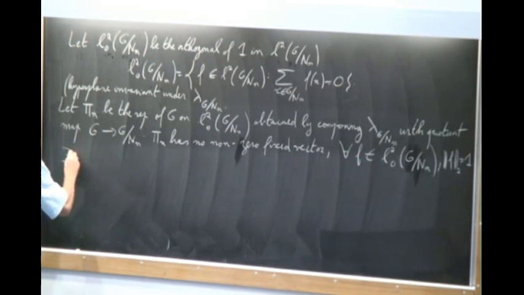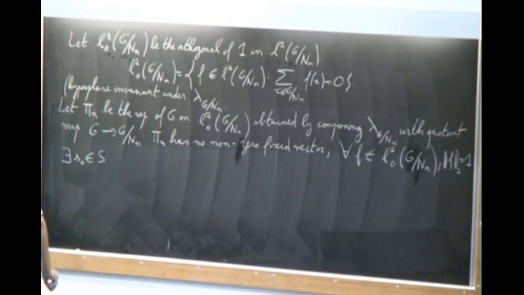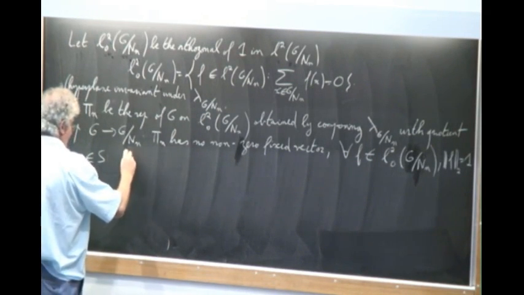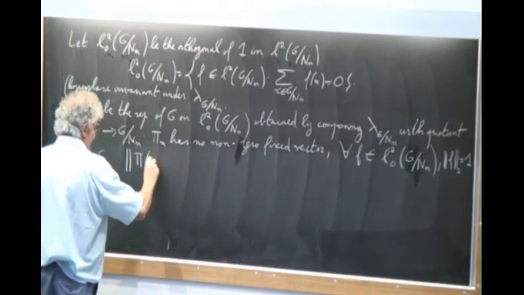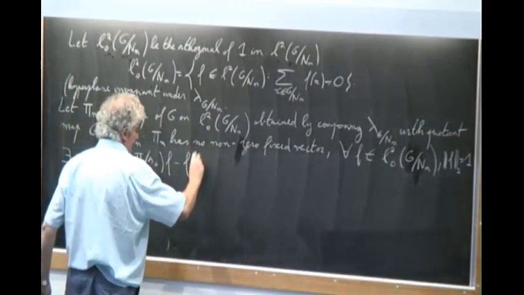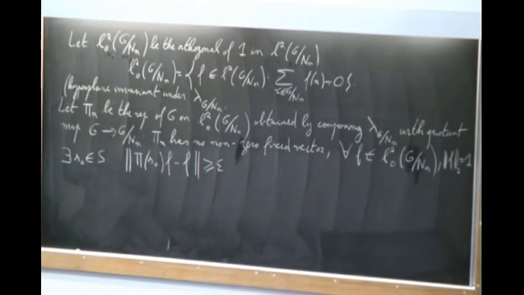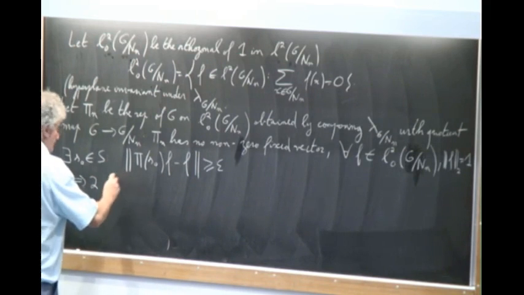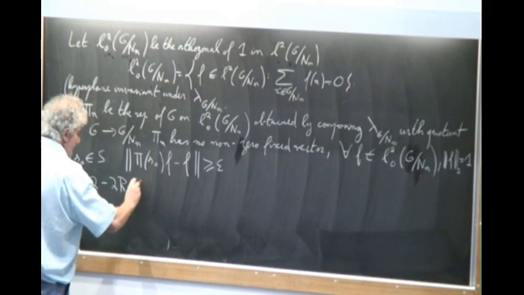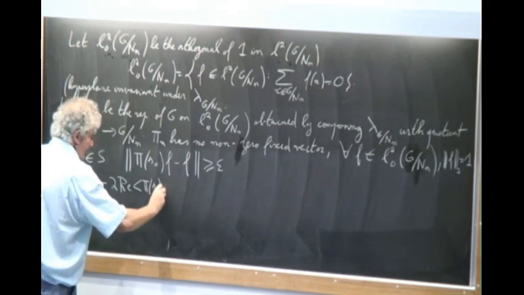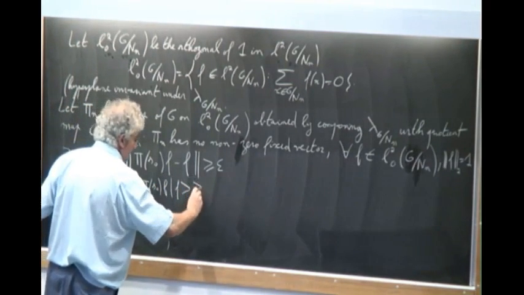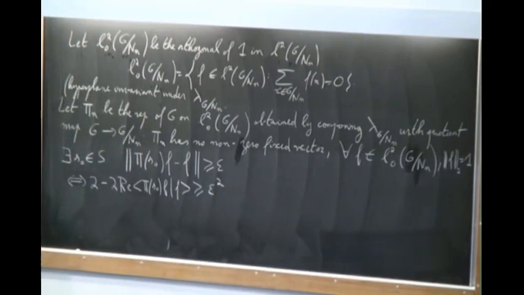Well, there will be at least one generator, let's say S0 in F, such that the norm of pi of S0 F minus F will be greater or equal to epsilon. So now, if I square this, this will tell me that 2 minus twice the real part of the scalar product of pi S0 F with F is larger than epsilon squared over 2.